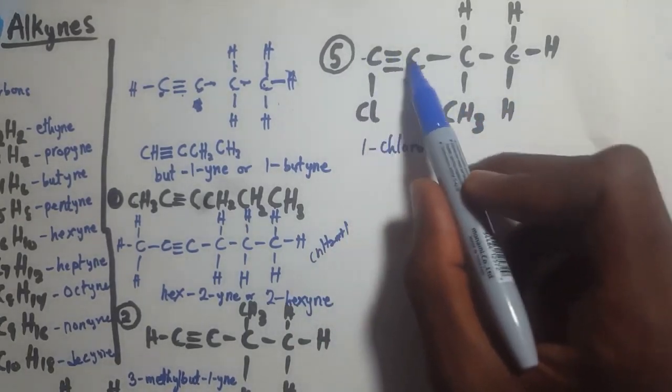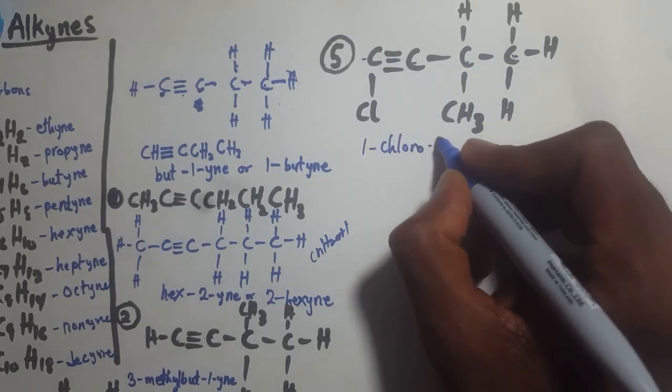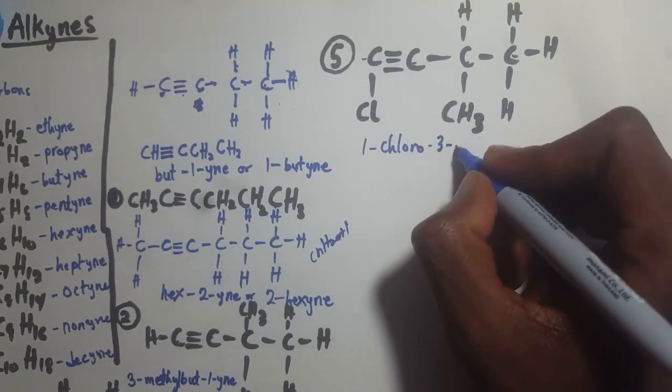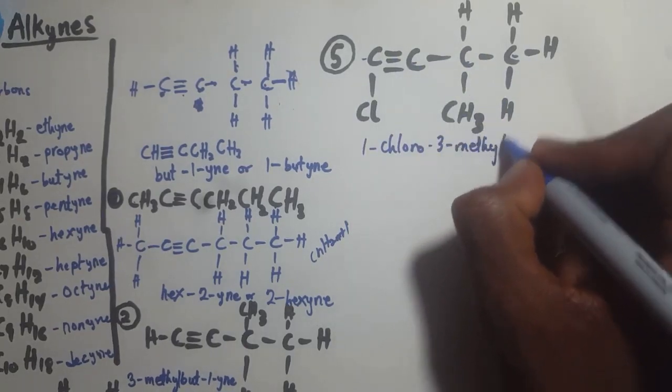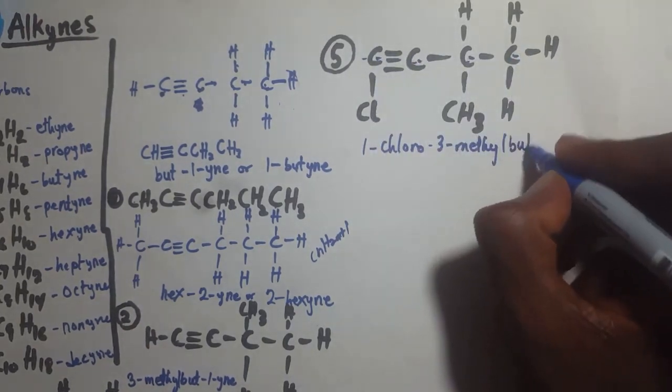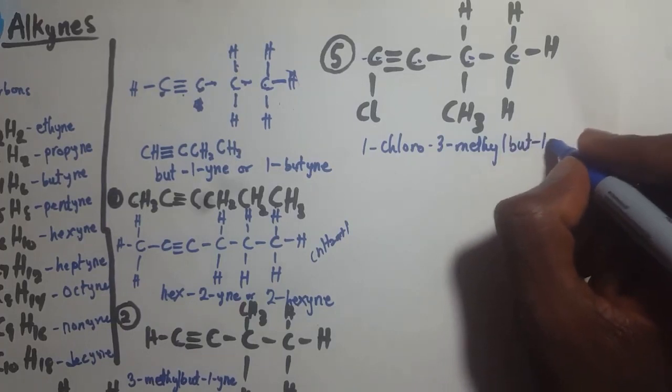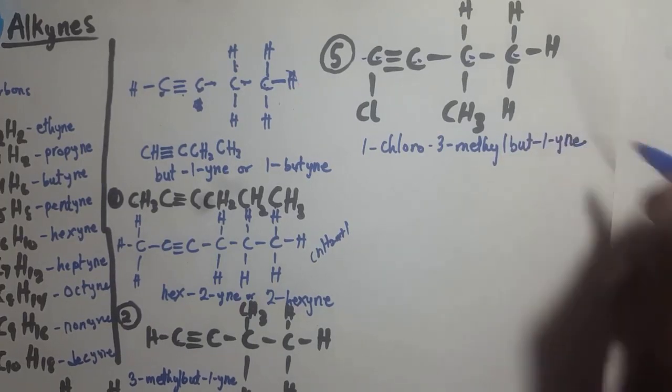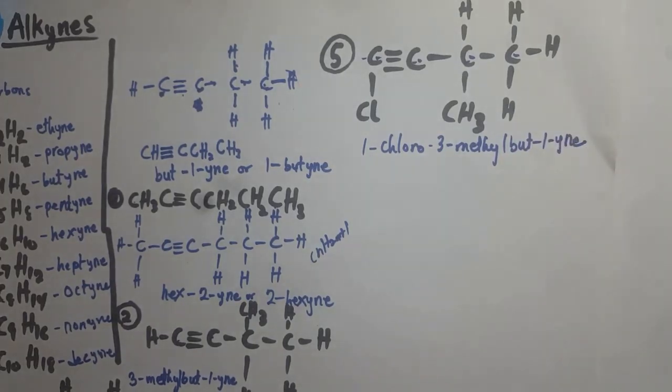So these are starting points. 1, 2, 3. 1-chloro, 3-methyl. 1, 2, 3, 4. But-1-yne. So that is our answer.